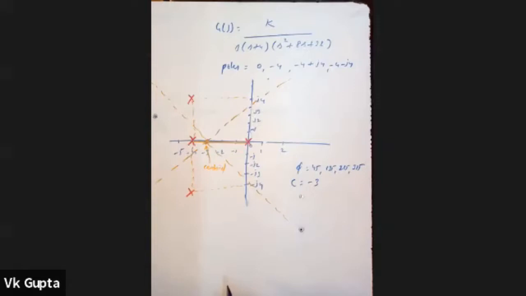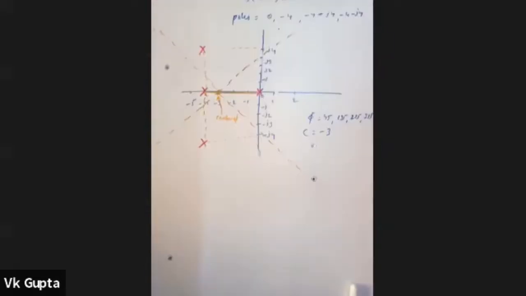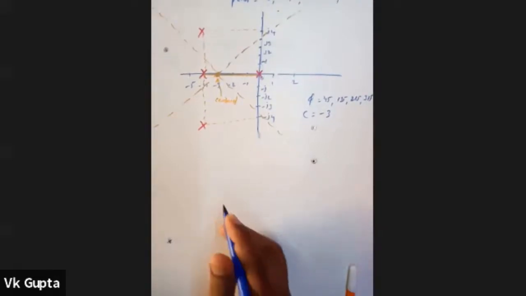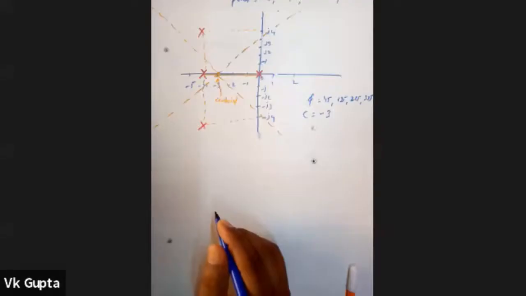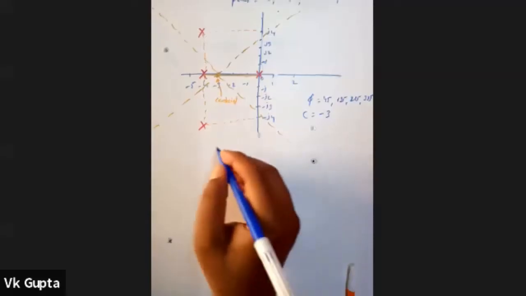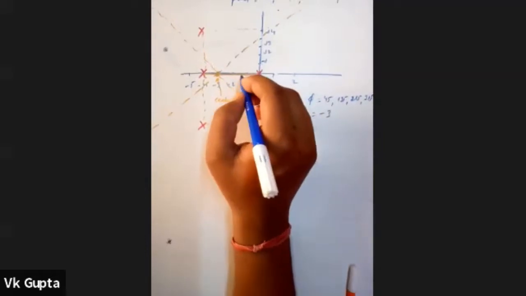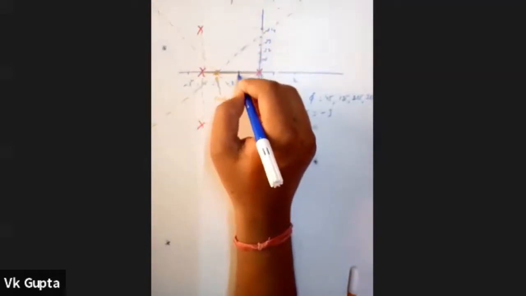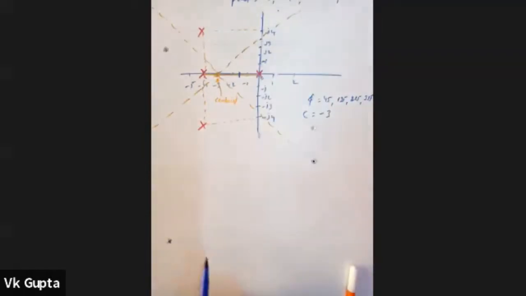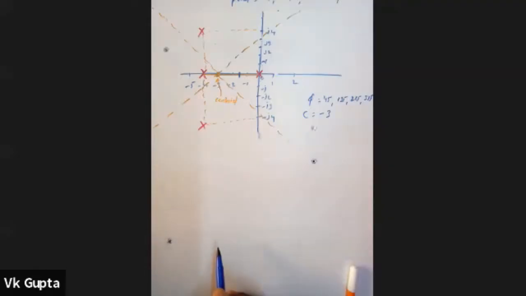Now breakaway point. So please find out the breakaway point. -1.57. So -1.57, this point. This is -3.71 plus or minus 2.55 J. So that is not our breakaway point. Okay, sir.